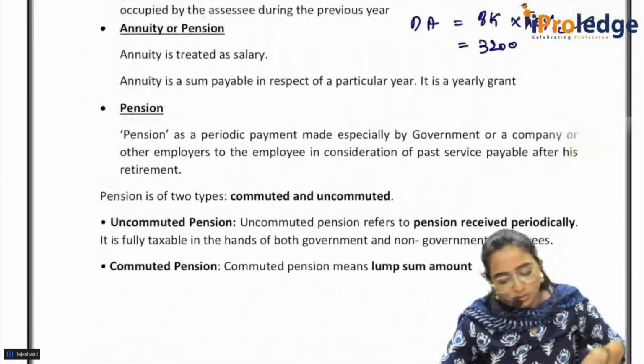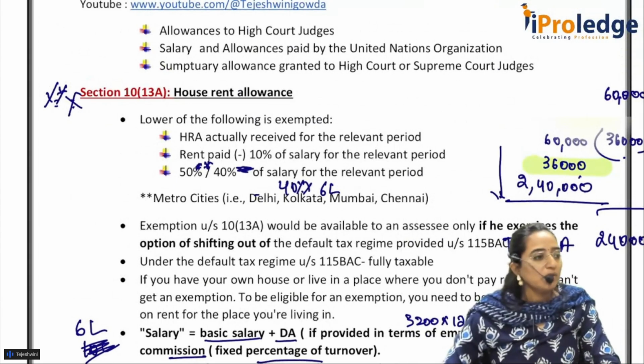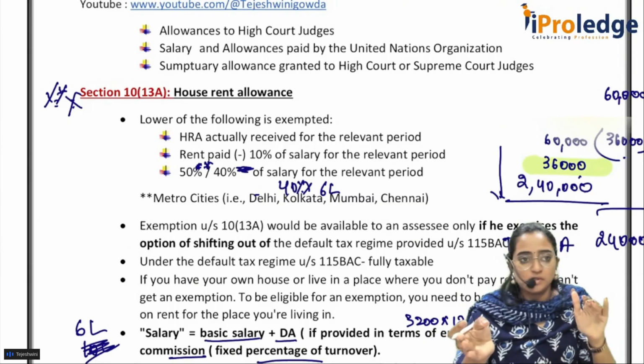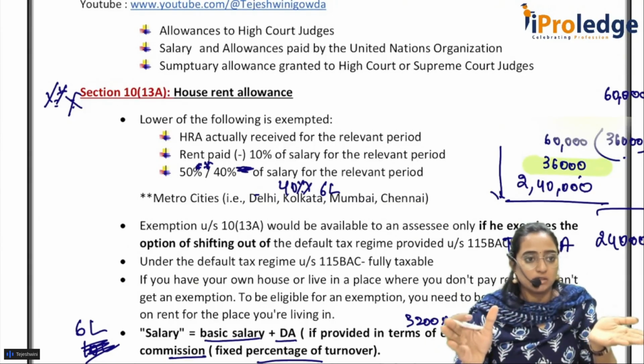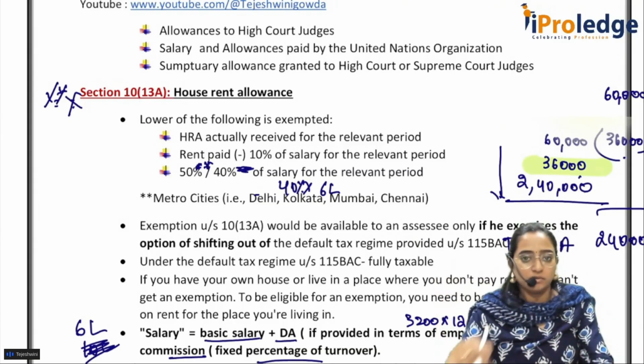Now let's do a question for this HRA. Wherever possible, we'll try to cover the questions along with the concept. If some question requires too many concepts, we'll cover that entire concept, whatever is relevant, and then we'll come back to the question. Okay.